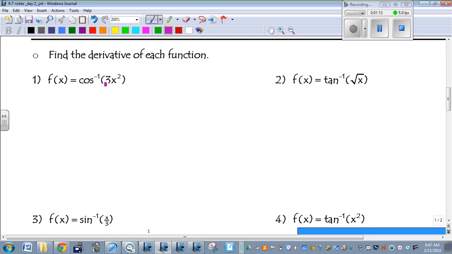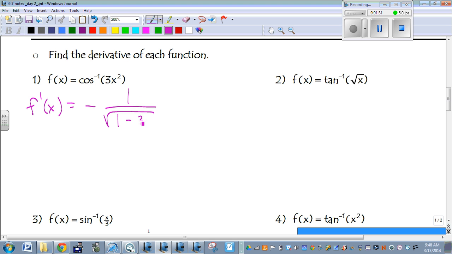For number 1, we've got inverse cosine. So that's one we just kind of figured out on our own, of 3x squared. So the 3x squared part is our u. Derivative of inverse cosine is negative 1 over square root of 1 minus u squared.